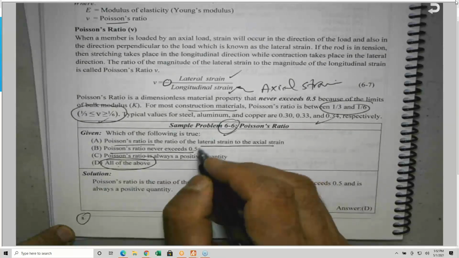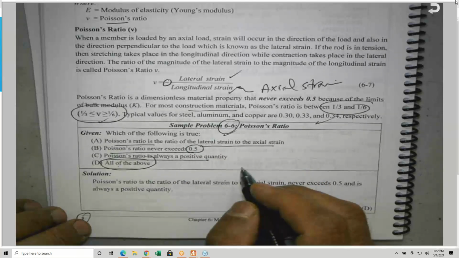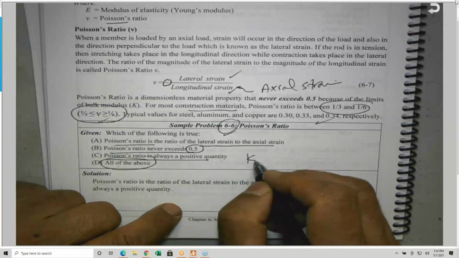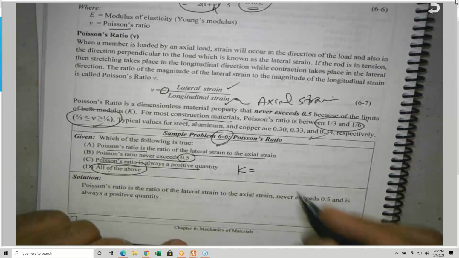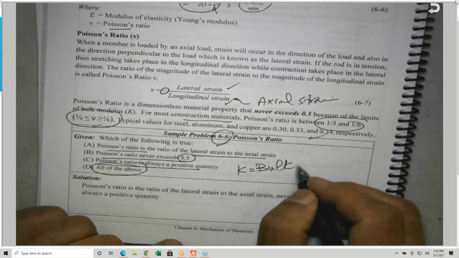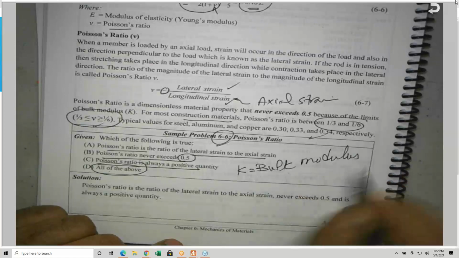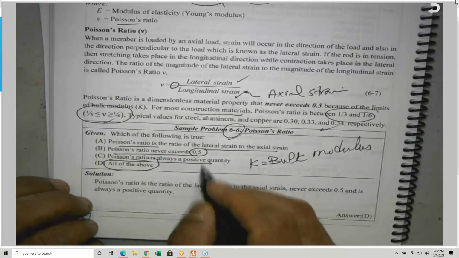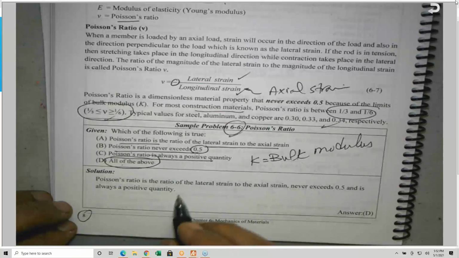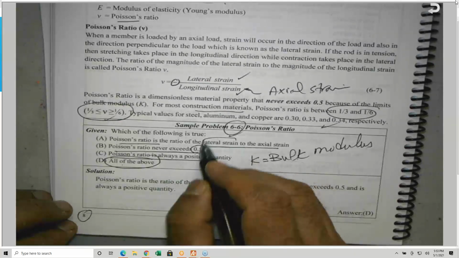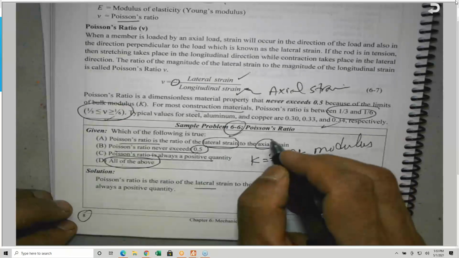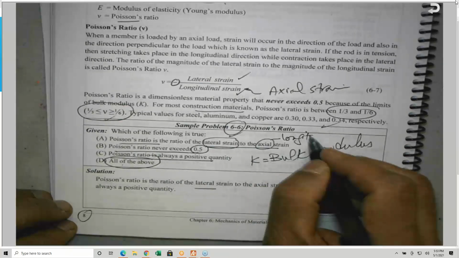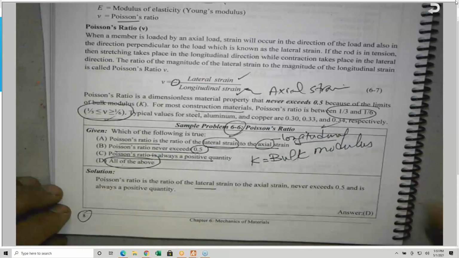In fact, Poisson's ratio never exceeds 0.5 because we do have something called bulk modulus, K. K is called bulk modulus, and it cannot be exceeding, and I will remind you when I hit the equation, to save time. So Poisson's ratio is the ratio between the lateral strain to the axial. Axial, as I told you, they call it longitudinal, is another name. And it never exceeds 0.5.